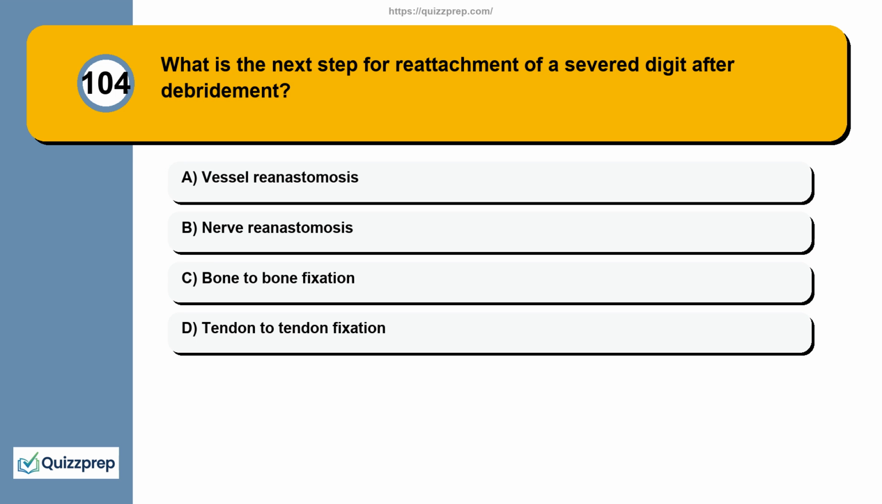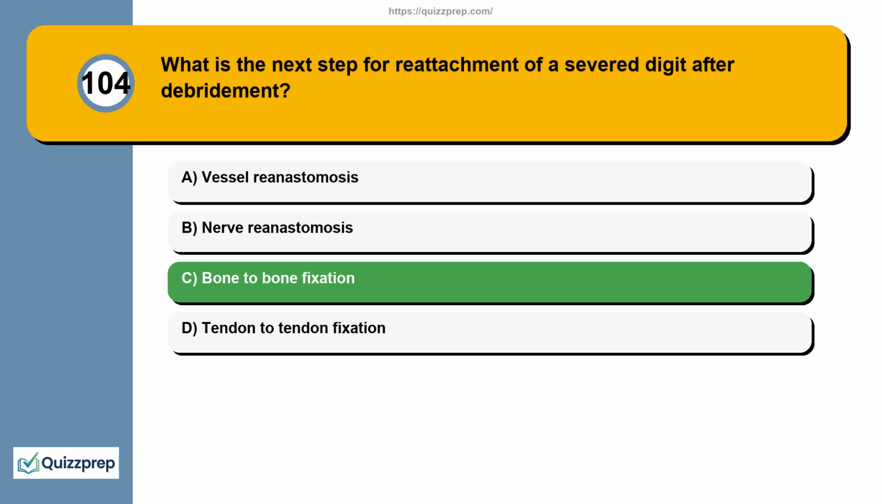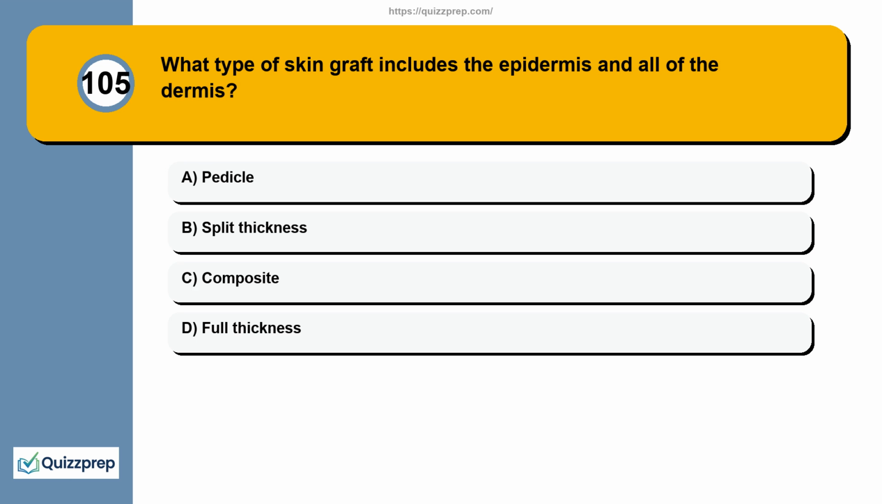Option A, vessel reanastomosis. Option B, nerve reanastomosis. Option C, bone-to-bone fixation. Option D, tendon-to-tendon fixation. The correct answer is option C, bone-to-bone fixation. Question 105. What type of skin graft includes the epidermis and all of the dermis?